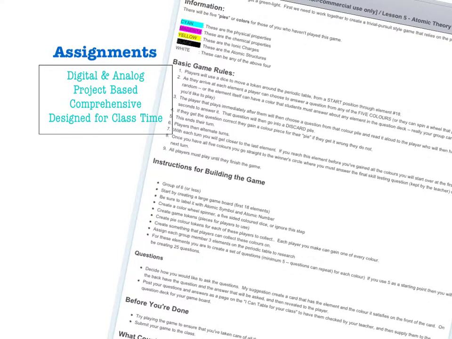Assignments within the chemistry unit are varied and diverse. The important thing about them is that they're both digital and analog, so the students get a copy of this in class as well as pointing towards it in the wiki. This is great for students that miss class a lot because they can follow along with where we're at as it gets published online. And it's also great for students that have a difficult time with technology for whatever reason.